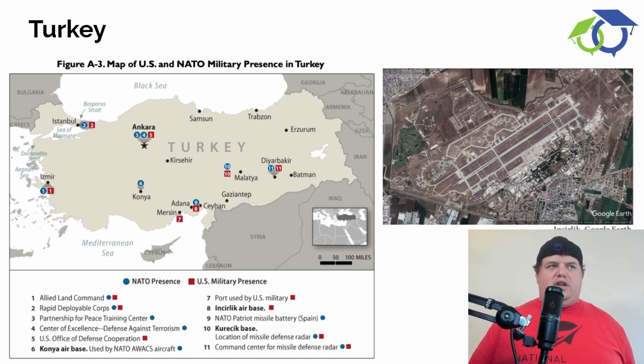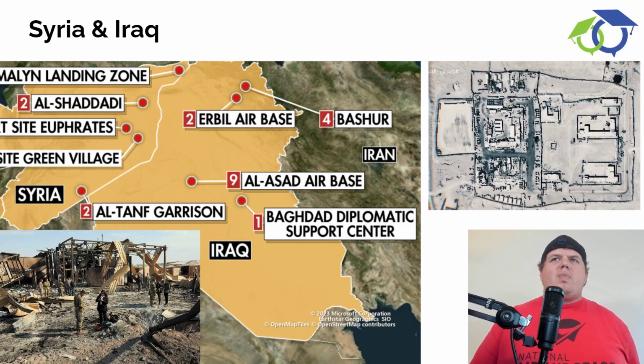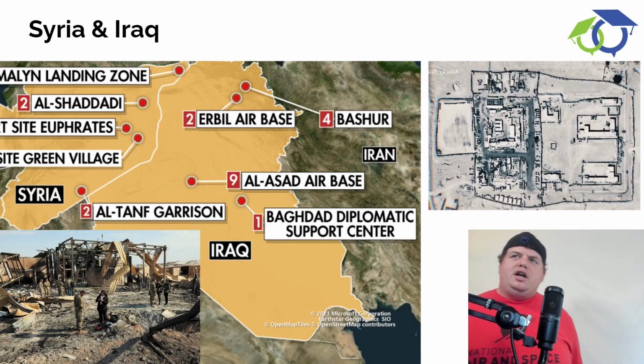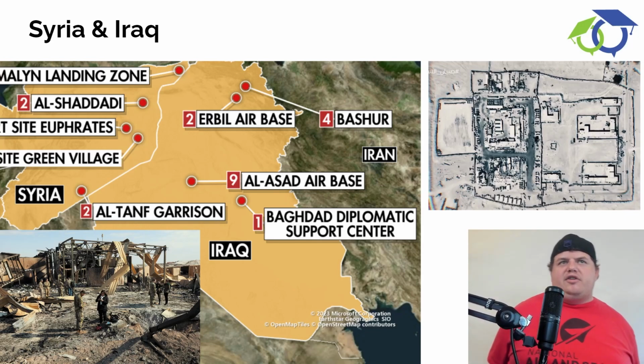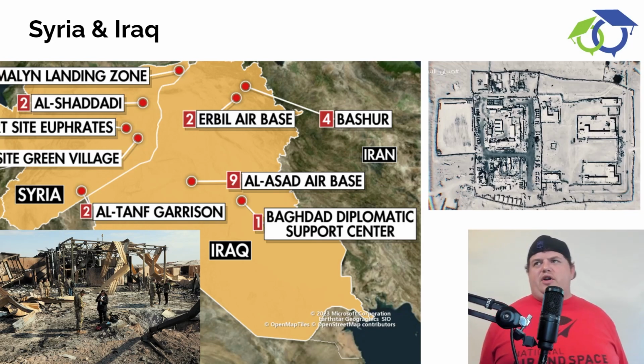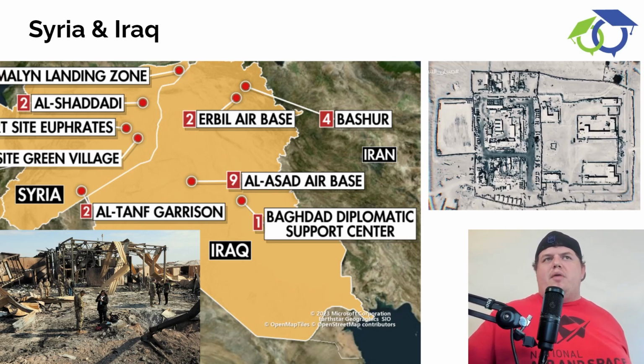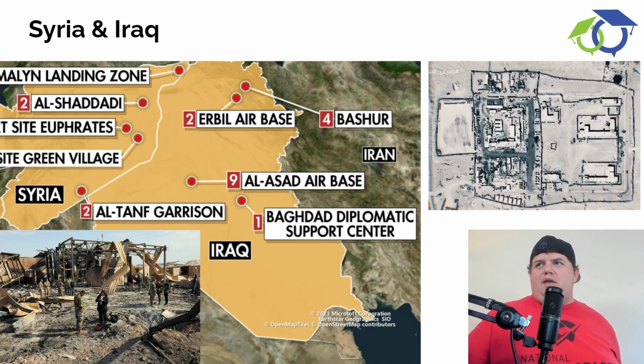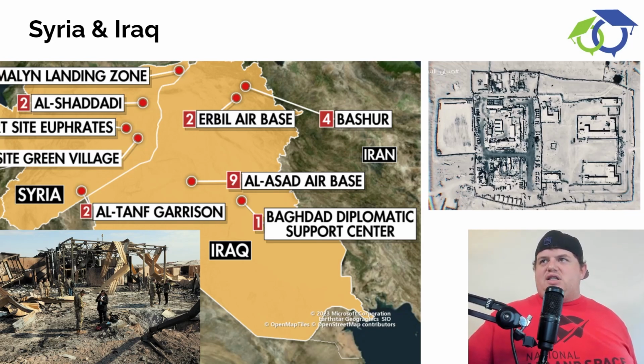The next country that I want to talk about is Syria. I'm going to combine Syria and Iraq together because it's facing a very common situation. So Syria has about 900 U.S. troops. Iraq has about 2,500 personnel. Both of these places face the same issue, which is that Iran does not like that the United States is here and is more or less attacking the United States bases in this region.